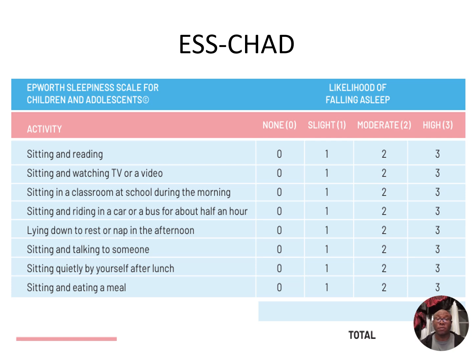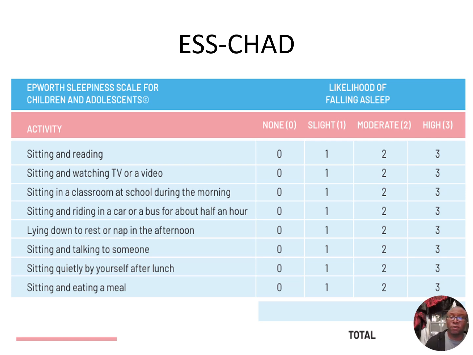This is what an Epworth Sleepiness Scale for child and adolescent actually looks like. This is actually a trademarked but available tool. It asks, like I said, 8 activity-related questions. The first is sitting and reading. Second is sitting and watching television or video. The third is sitting in the classroom at school during the morning. Fourth, sitting and riding in a car or bus for about half an hour. Fifth, lying down to rest or nap in the afternoon. Sixth, sitting and talking to someone. 7, sitting quietly by yourself after lunch. And 8, sitting and eating a meal.